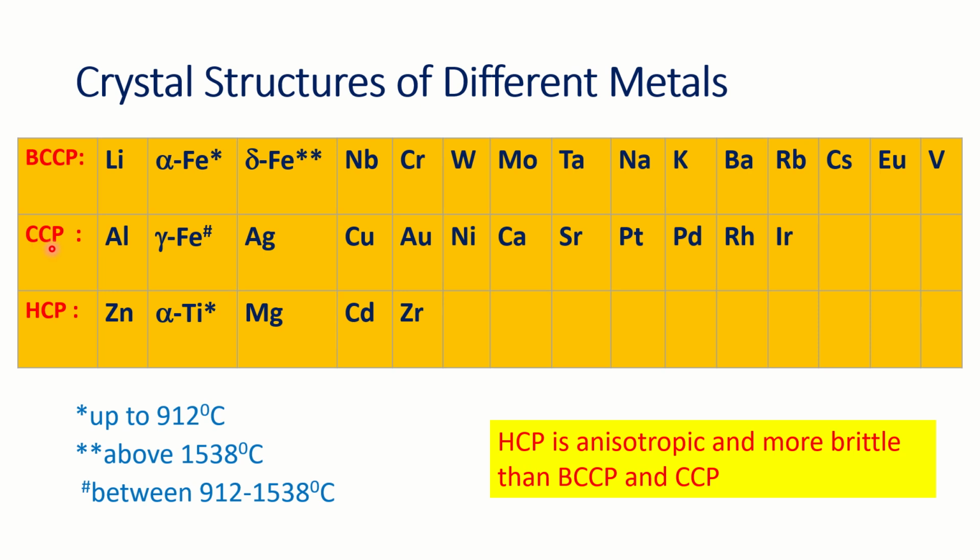Then cubic close packed, that means face-centered cubes: aluminium, gamma iron, which is stable between 912 and 1538 degrees Celsius. Then silver, copper, gold, nickel, calcium, strontium, platinum, palladium, rhodium, and iridium. And finally, hexagonal close packed: zinc, alpha titanium, magnesium, cadmium, and zirconium. By the way, for your information, hexagonal close packed is anisotropic in nature, and it is more brittle than body-centered cubic and cubic close packed.